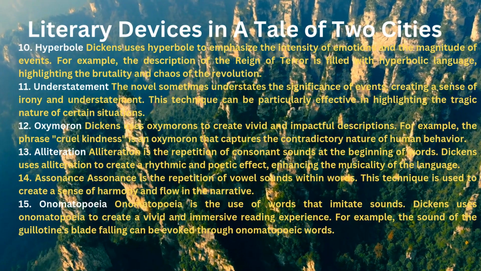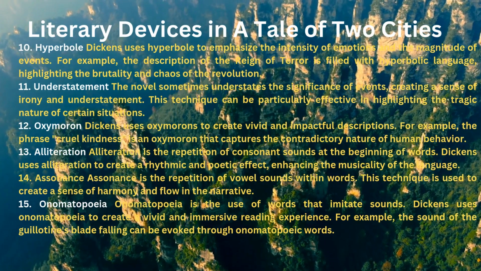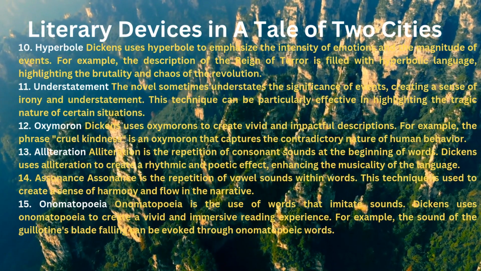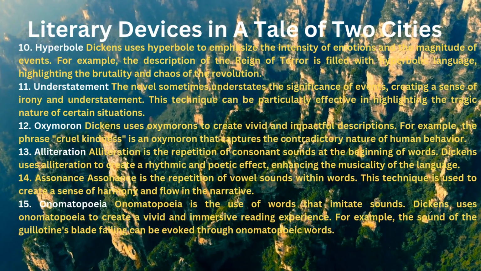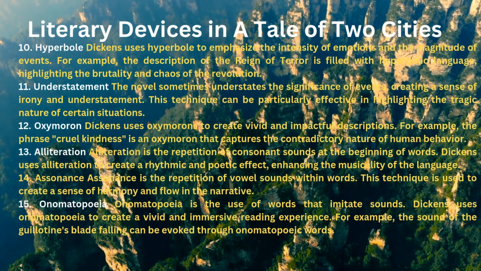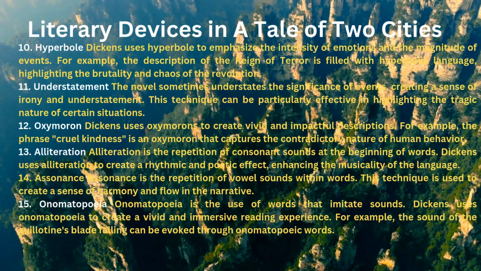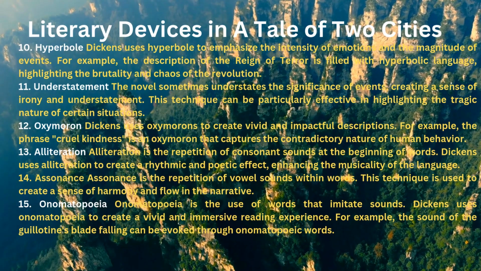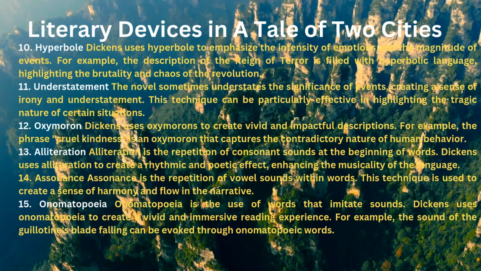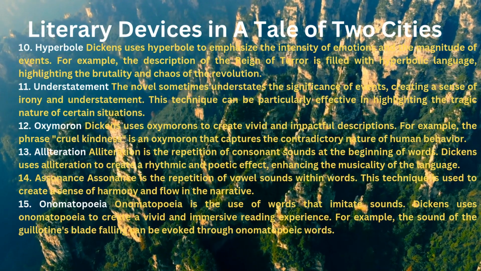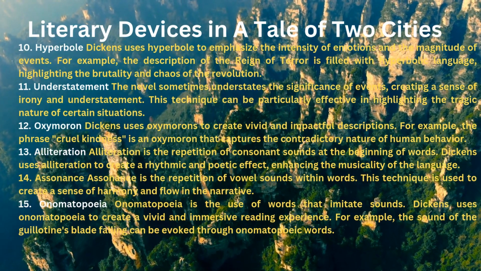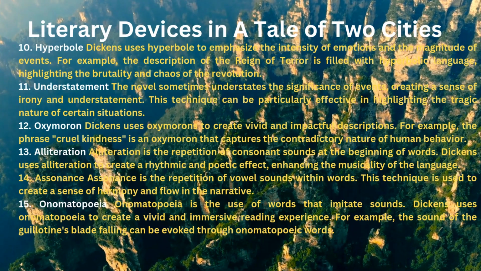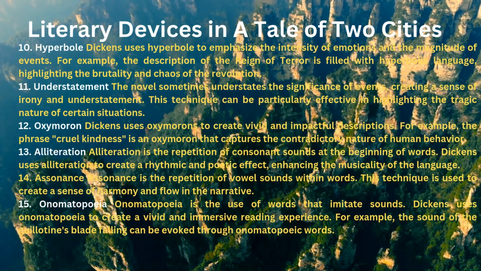12. Oxymoron. Dickens uses oxymorons to create vivid and impactful descriptions. For example, the phrase "cruel kindness" is an oxymoron that captures the contradictory nature of human behavior. 13. Alliteration. Alliteration is the repetition of consonant sounds at the beginning of words. Dickens uses alliteration to create a rhythmic and poetic effect, enhancing the musicality of the language.